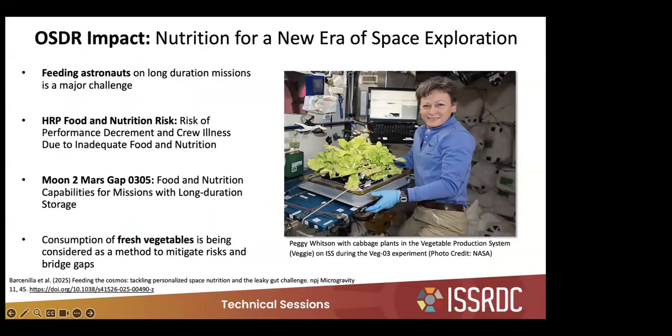The impact of the OSDR infrastructure and the analysis working groups is well illustrated in a recent publication. The analyses within this publication were motivated by the fact that feeding astronauts on long-duration missions is a major challenge. In fact, this challenge has been formally recognized within the Human Research Program's Food and Nutrition Risk and the Moon to Mars Architecture Gap 0305. In response, consumption of fresh vegetables is being considered as a method to mitigate risks and bridge these gaps.